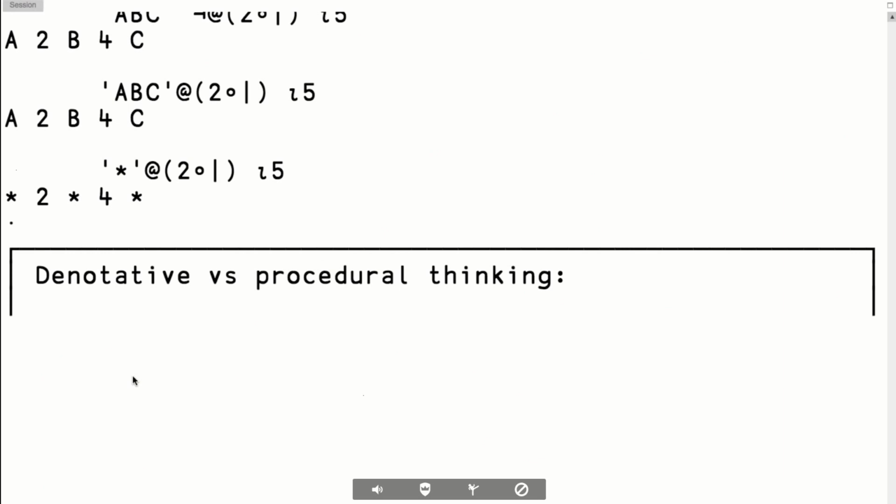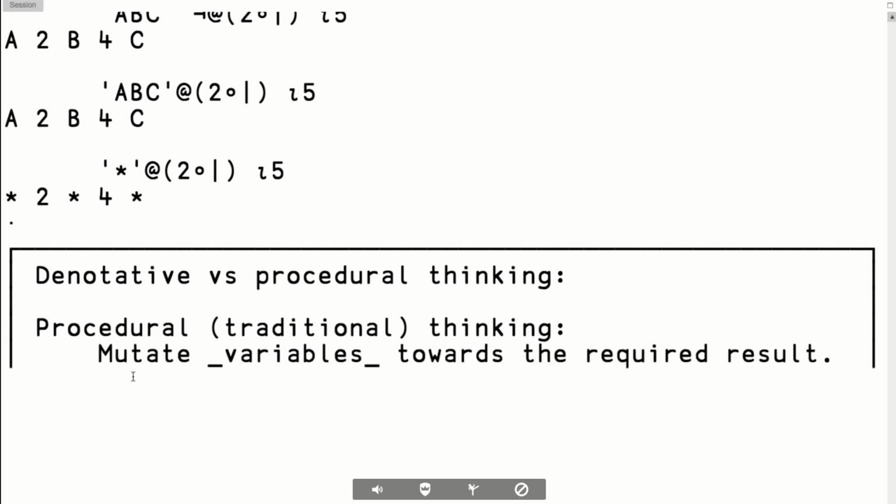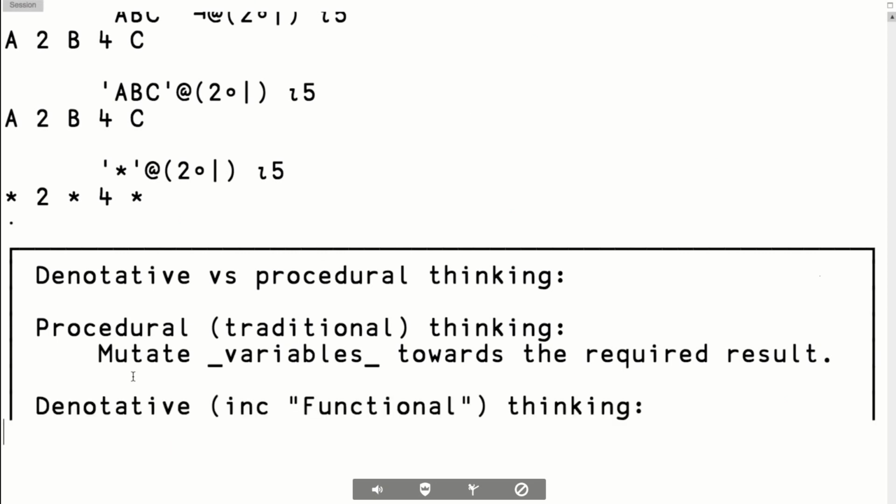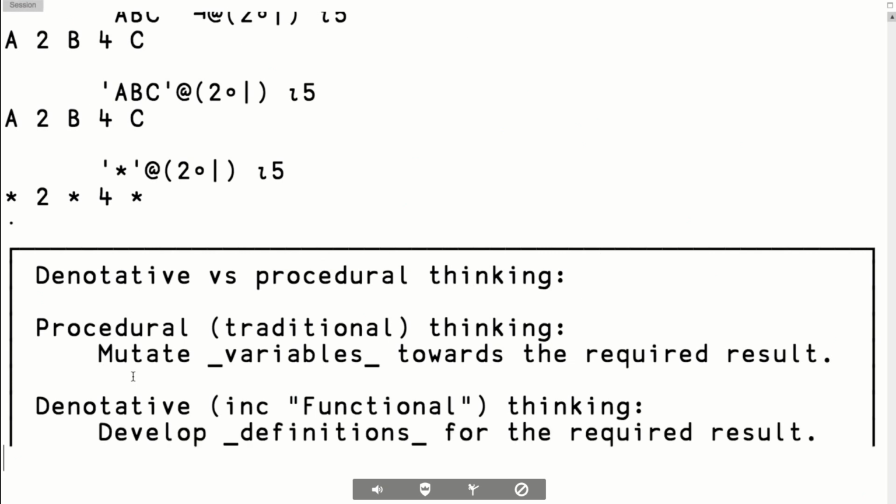What this means is that we think in terms of expressions rather than assignments and developing variables. So in procedural, traditional thinking, we tend to think of programming as mutating variables towards a required result. We take the arguments and we massage them until we get the required results. Denotative programming, of which functional programming is a subset, develops definitions for the required result. And it's quite hard until you get the knack of this to distinguish the difference.